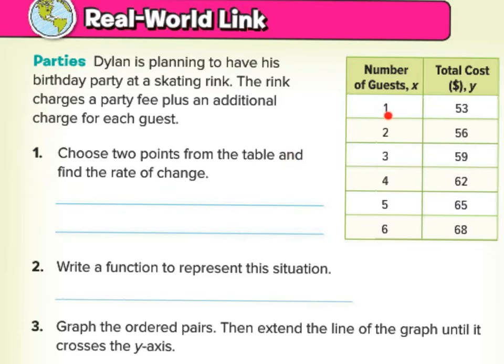So here we have, for one guest, which is our x, it's going to cost $53. For 2 guests, it'll be $56. For 3 guests, it'll be $59. I can already see that it's going up by 3. So it looks like each guest is going to add on $3. But this is the flat rate, right? The party fee plus one person. So I can already break this number up into 50 and 3, because I know that it's incrementing by 3 each time. So 3 is the price of this one guest, and 50 is what I have left over. So 50 must be the party fee.